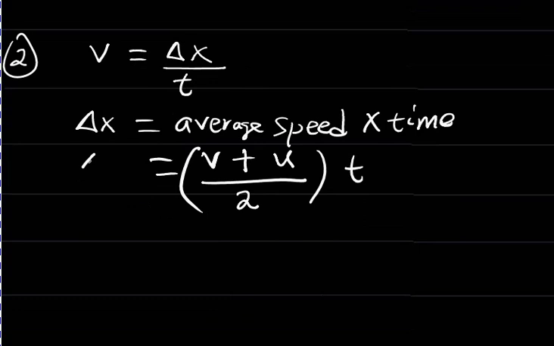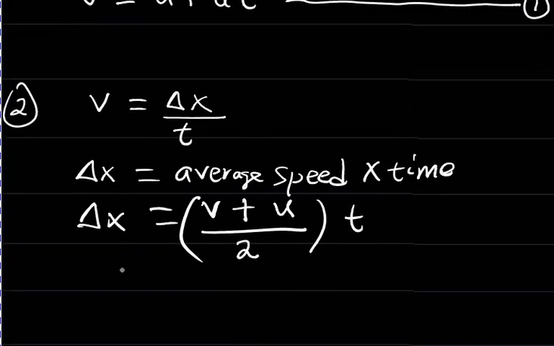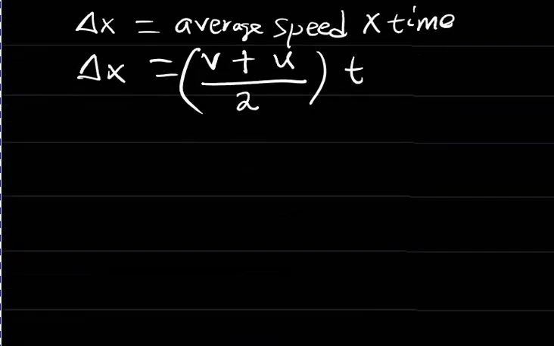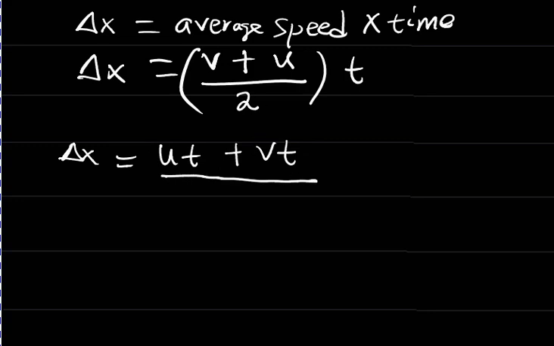This is delta x. With what we have now, we can open this bracket. Delta x is going to be equal to, let's open the bracket, starting with this: u multiplied by t gives me ut, then v multiplied by t gives me vt. I'm starting with ut, please. Then of course, divided by 2.